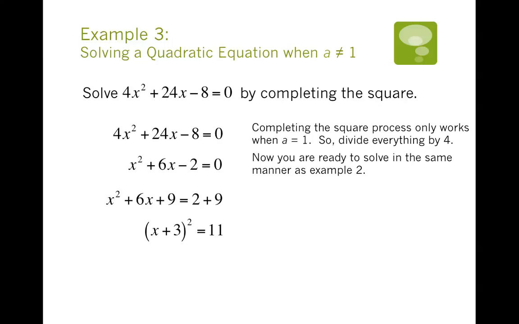We simplify the 2 plus 9 to get 11. Then we can take the square root of both sides and subtract the 3 from both sides. Now in this case, because we did get an actual radical when we took the square root, this is as far as we can go. A negative 3 plus or minus a square root of 11 is as simplified as our answer can get.